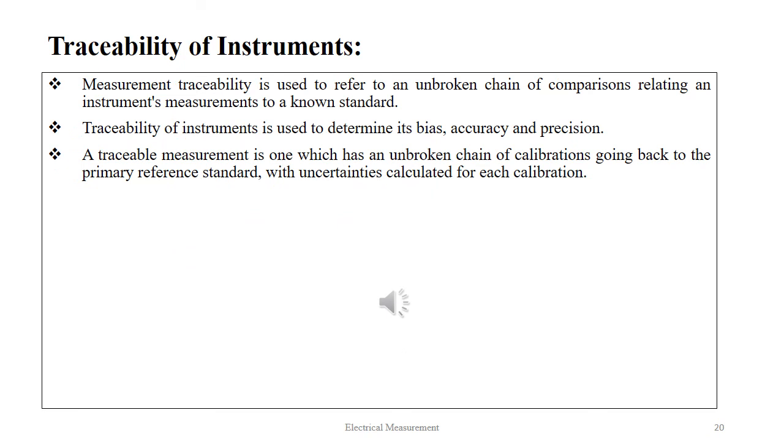Measurement traceability is used to refer to an unbroken chain of comparisons relating an instrument's measurements to a known standard. Traceability of instruments is used to determine its bias, accuracy, and precision. A traceable measurement is one which has an unbroken chain of calibrations going back to the primary reference standard with uncertainties calculated for each calibration.